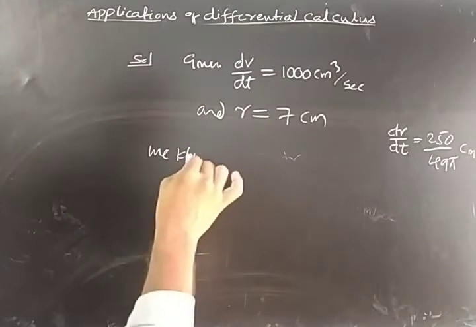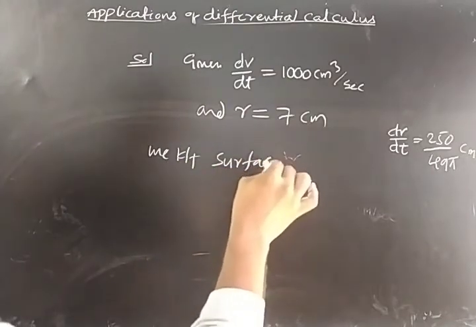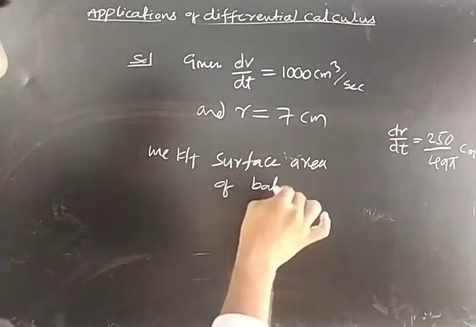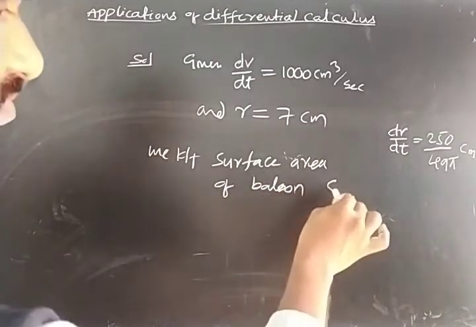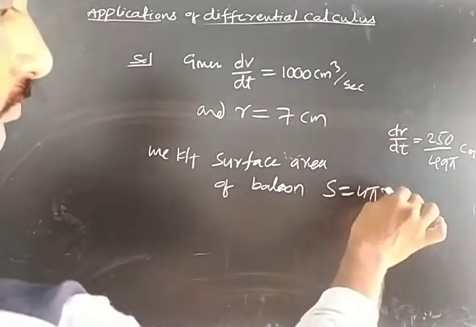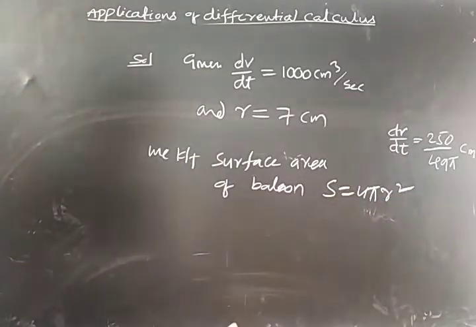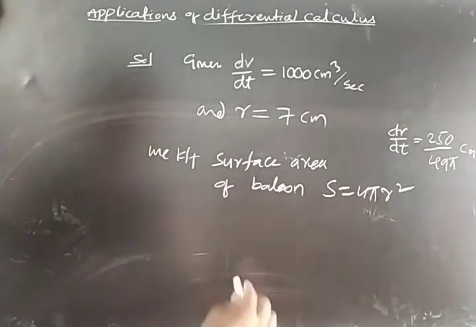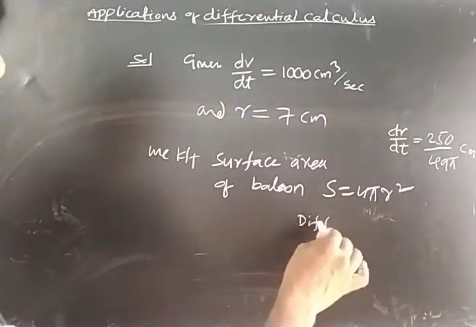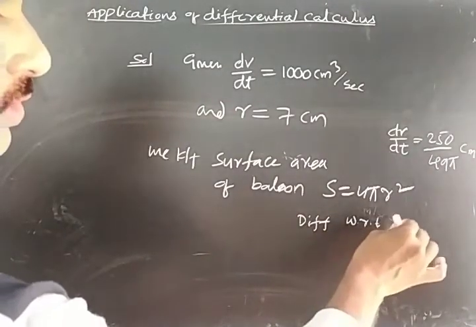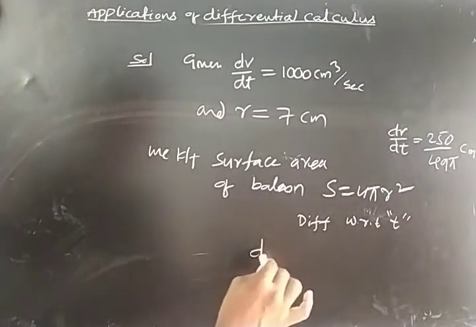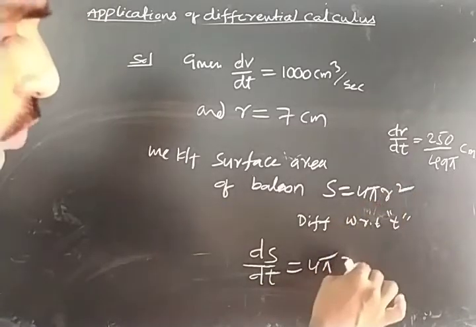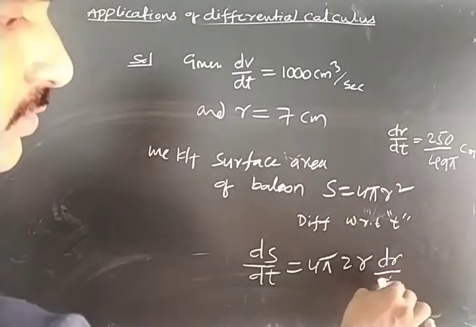We know that the surface area of a balloon which is in spherical shape is equal to 4 pi r square. Right? Now we are finding ds by dt. Here what are the variables? Surface area and r. So I am differentiating with respect to t again, on both sides. So you will get ds by dt is equal to 4 pi is constant, r square derivative 2r, again r derivative is dr by dt.